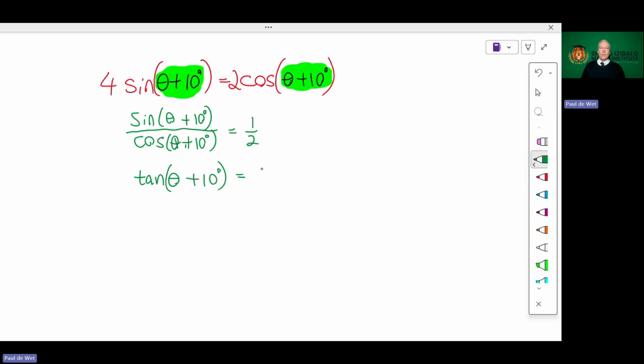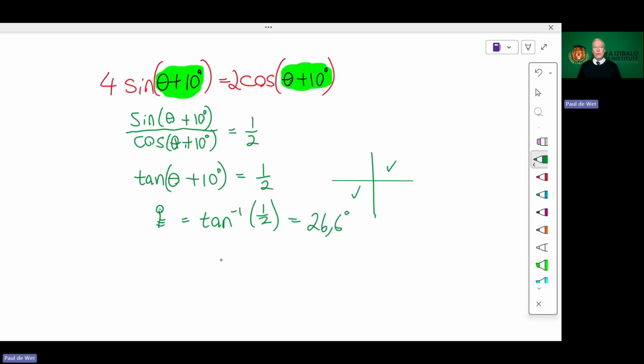Now it's a really straightforward equation. We want solutions in quadrants 1 and 3 because tan is positive. And we find our key angle. I like to draw a little key. The key angle is equal to the undo tan of a half. We get 26.6 degrees. And because it is tan, we can just take one of the answers. Let's take the first quadrant answer and add 180k. We only need one general solution.